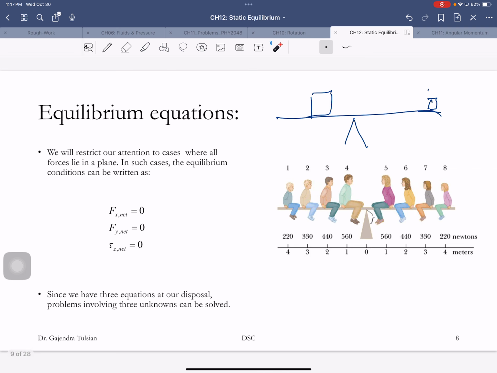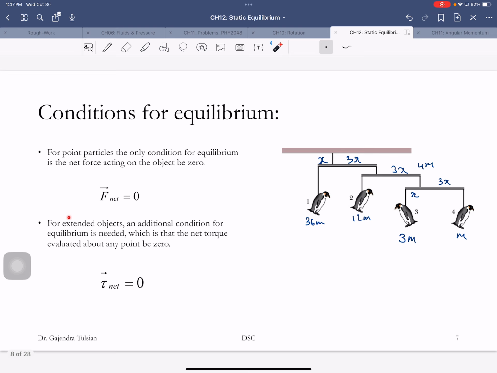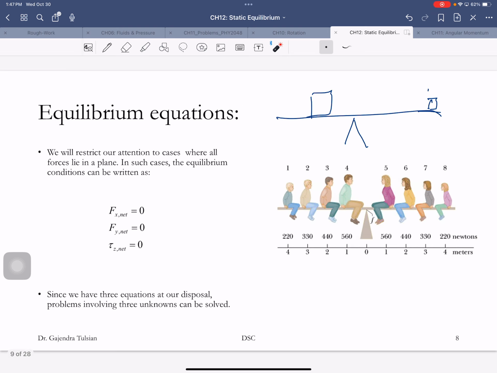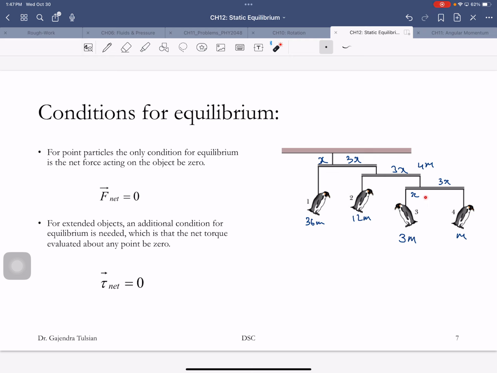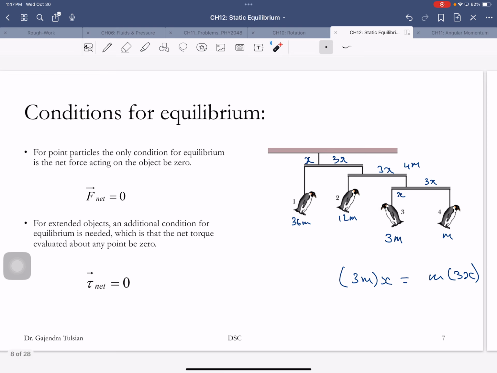Anyway, we'll consider two-dimensional forces. Did you guys understand how that thing worked? This was providing a clockwise torque about this point, and this guy has to provide a counterclockwise torque. So 3m times x should equal m times 3x. Okay, and so on. So this was 4m. 4m times 3x should provide 12m times x counterclockwise.